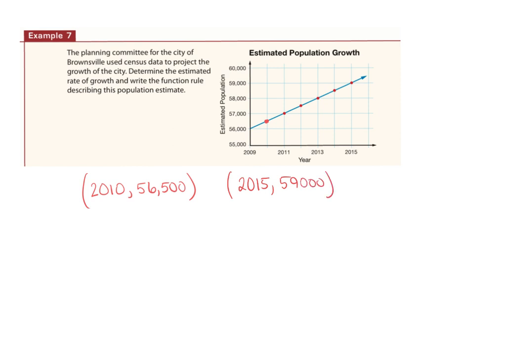All right. So they've given us an XY and XY, exactly like they've done before. And when they say determine the estimated rate of growth and write the function rule, they are saying write the slope-intercept form of this equation. The function rule, the rule is the equation. That's what that means, okay? So we're going to do exactly the same thing that we would have done with any xy's. We have 2 points. We are going to calculate our slope. And they're big numbers, but don't let that throw you off.